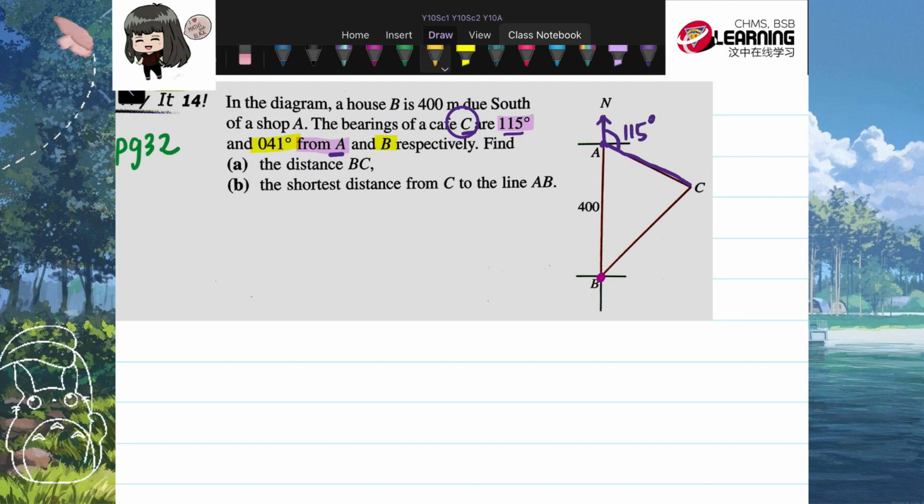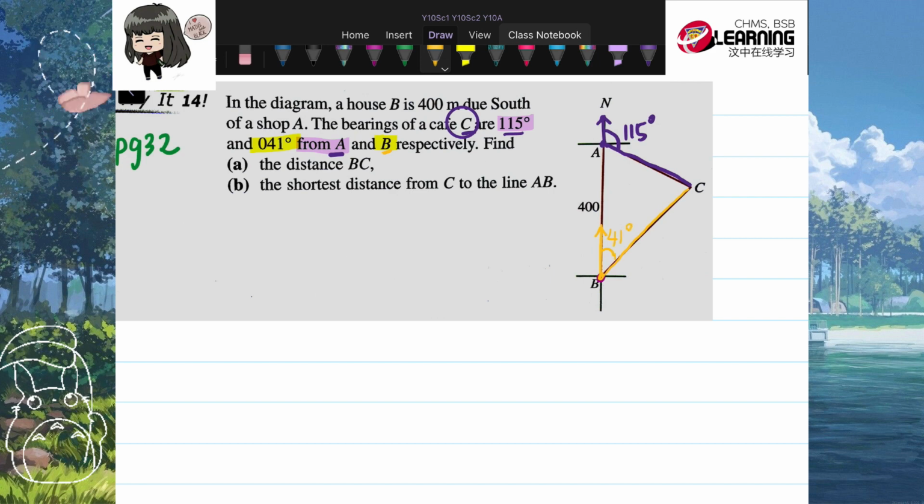And the next one, the yellow highlight I show you here. The bearing of a cafe C is 41 from B. This word from is for A and also for B, for both of them. So from B here, I draw a north line here, and then 41 degree. It's also talking about cafe C. So this is a connecting line. So your angle of 41 is here.